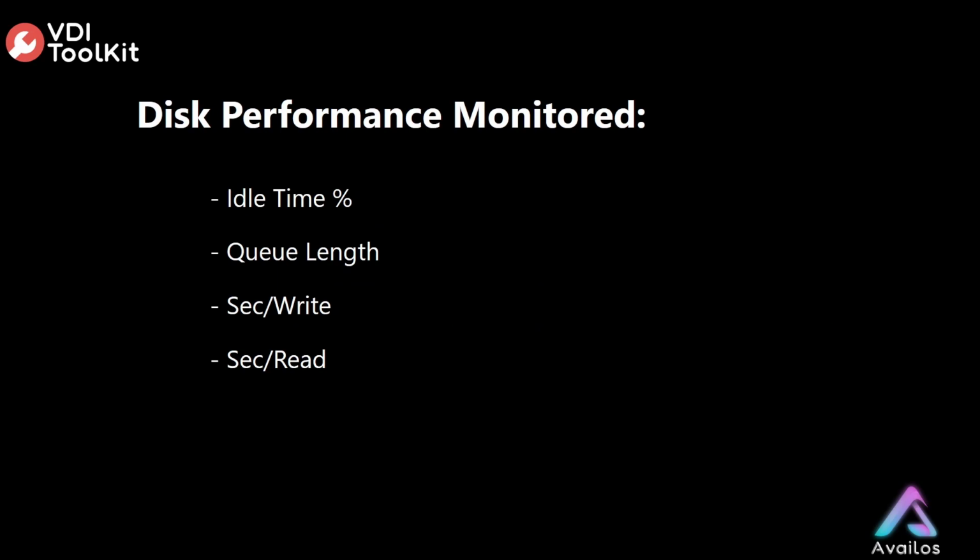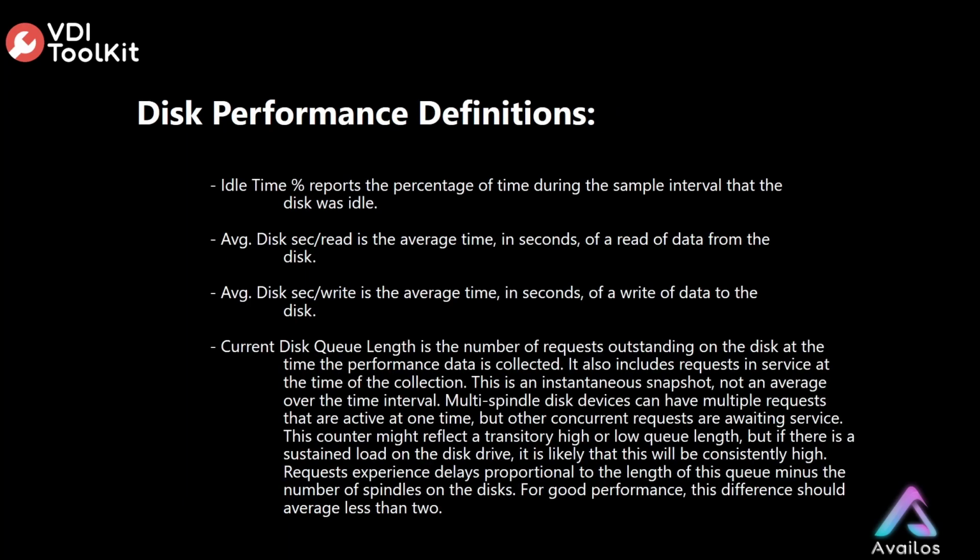Now let's talk about what we monitor with disk performance. So with disk performance, we monitor idle time percentage, queue length, seconds per write, seconds per read. Let's go ahead and define those. So idle time percentage reports the percentage of time during the sample interval that the disk was idle. Average disk seconds per read is the average time in seconds of a read of data from the disk. Average disk seconds per write is the average time in seconds of a write of data to the disk.